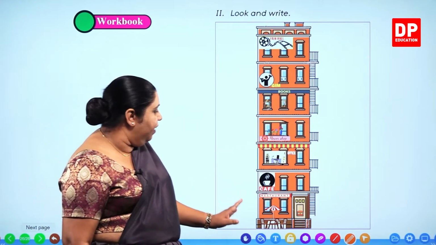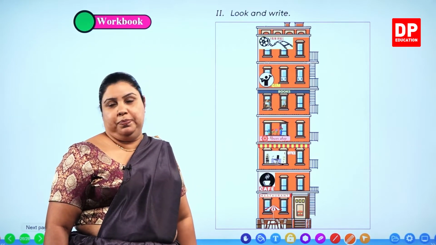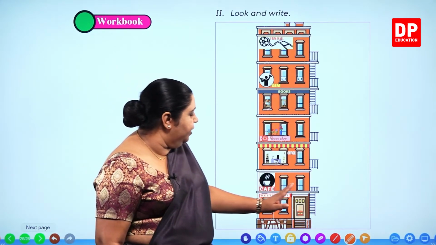Right? Now we have to see in which floor we have each of these shops. Right? So let's take a look at the first floor here.